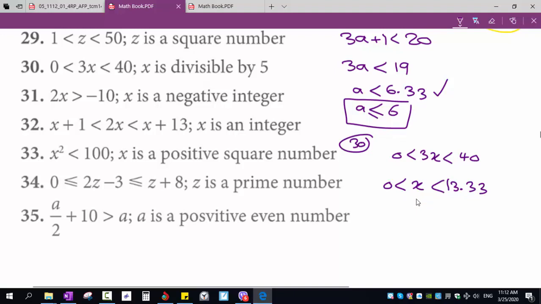It's not about integer, it's about divisible by 5. So x could be 10, because 10 is divisible by 5. Look, this is the solution. Now think about the condition. The question says x is divisible by 5. So x could be 5, because 5 is greater than 0 and it's less than 13.33. Or x could be 10. Why we don't accept 15? Because 15 is not less than 13.33. So the solution for question 30 is just 5 and 10. Because these are the only numbers that are divisible by 5 and they are less than 13 and more than 0.